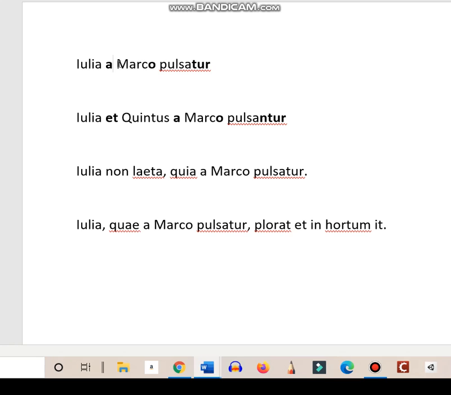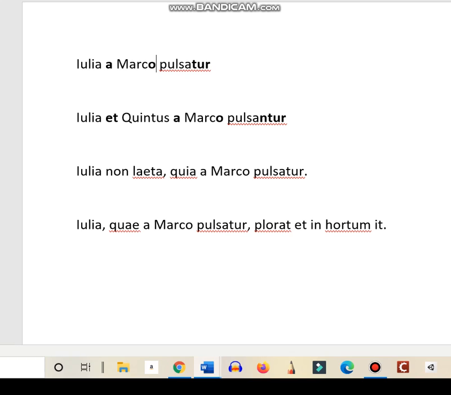But that's all for the singular. In the plural, it becomes is for all three genders. So if, I don't know, if we were having multiple Marcuses, I'm not exactly sure what that would mean, but let's say we had multiple Marcuses who are all punching Julia, we would change it from Marco to Marcis. So Iulia a Marcis pulsatur. Julia is being punched by Marcuses. Actually kind of funny how that sounds.